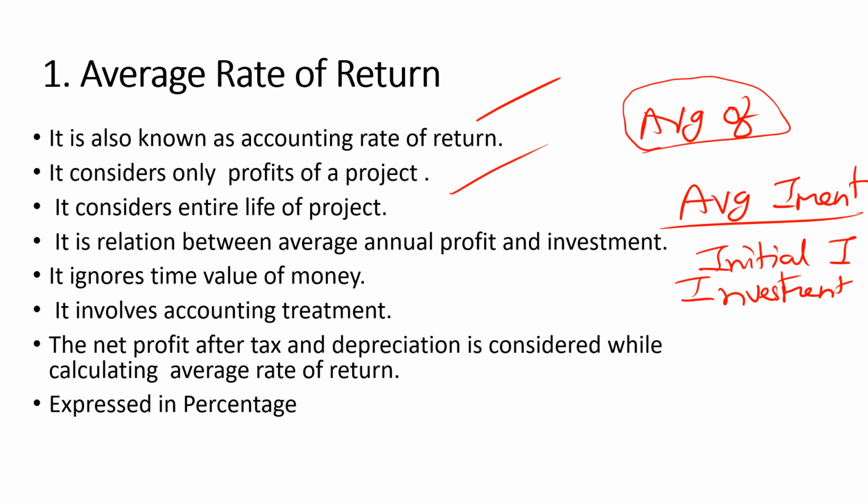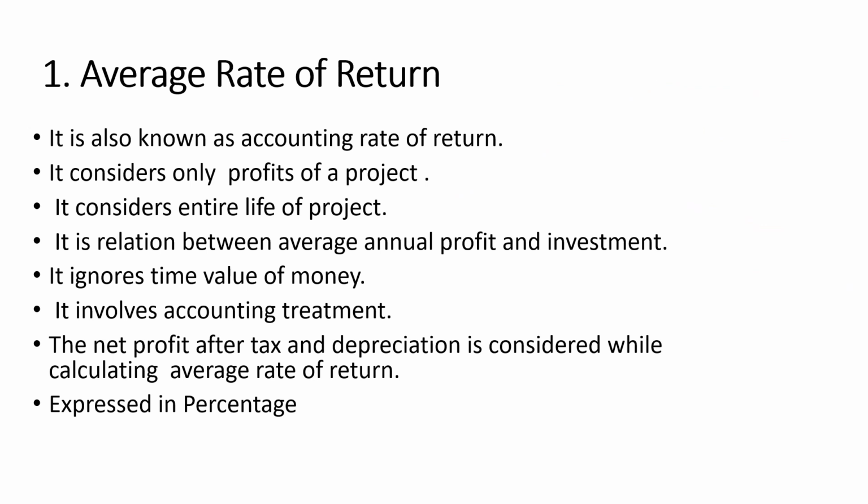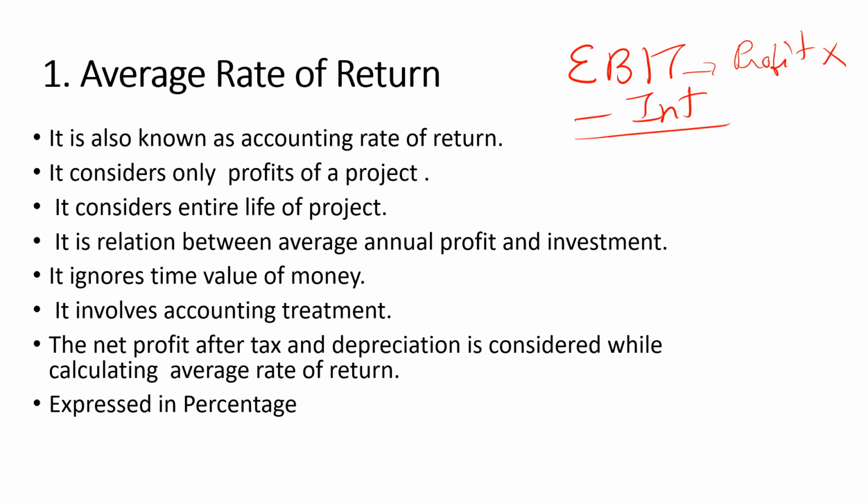Then it involves accounting treatment. As the name suggests, accounting rate of return is another name for this technique, average rate of return. So it involves some accounting treatment. Then the next point is that net profit after tax and depreciation is considered while calculating the average rate of return. Suppose this is your EBIT, that is earning before interest and tax, where you find the profit. So this profit will not be considered. Here the interest will be reduced.